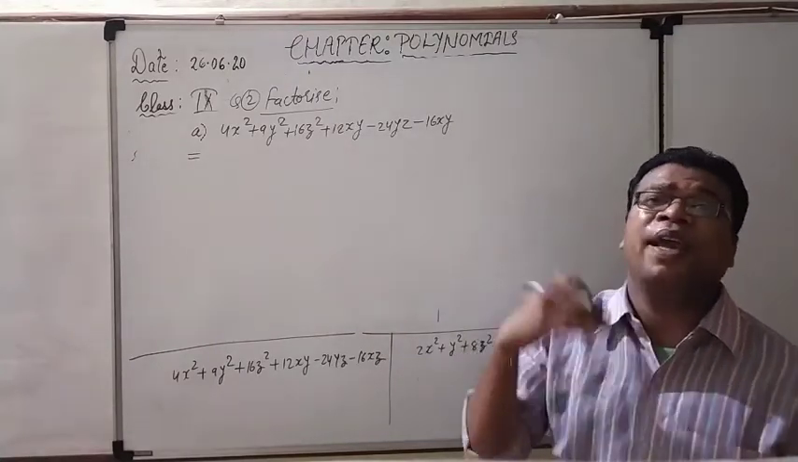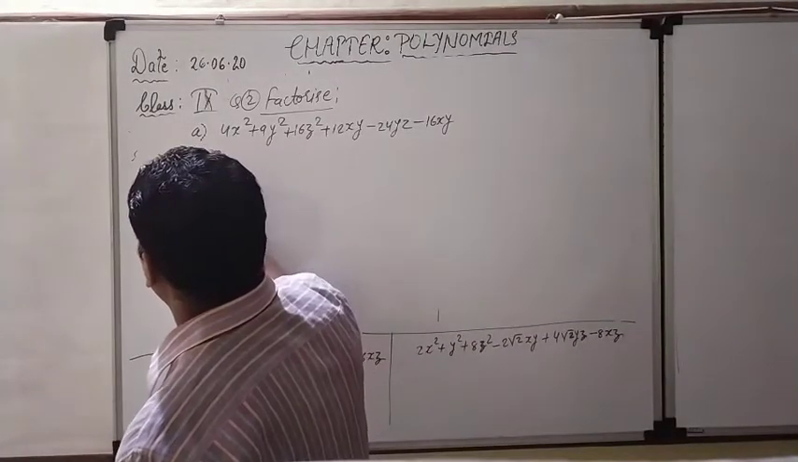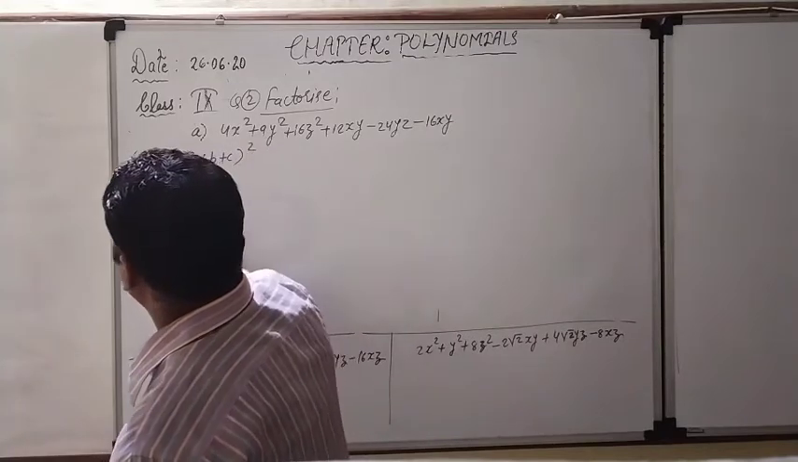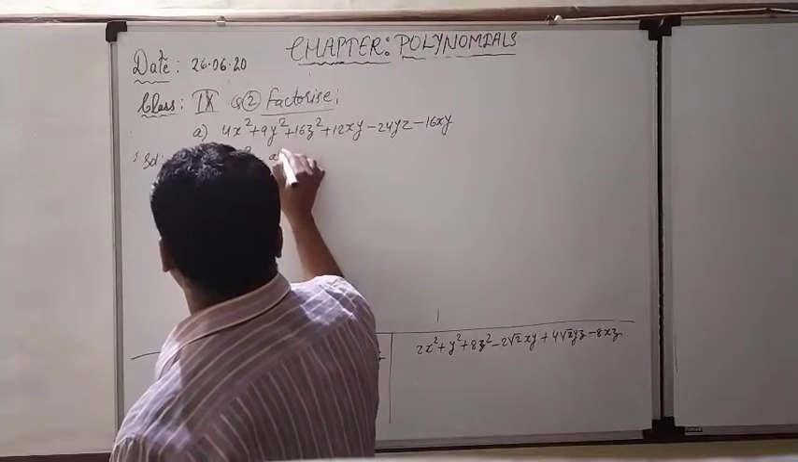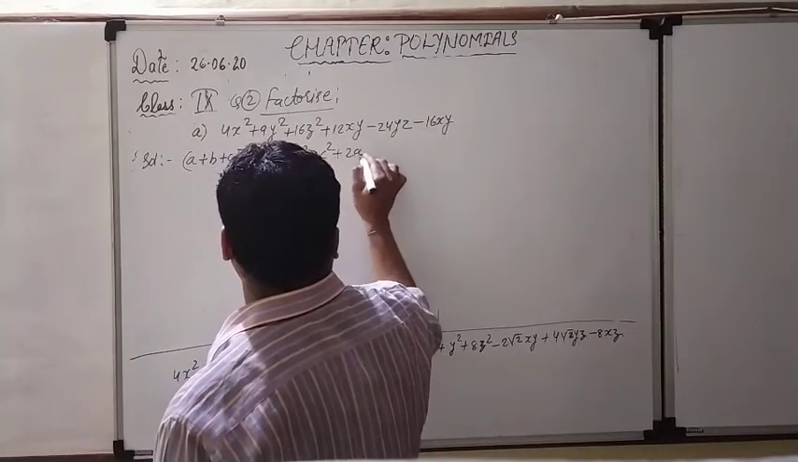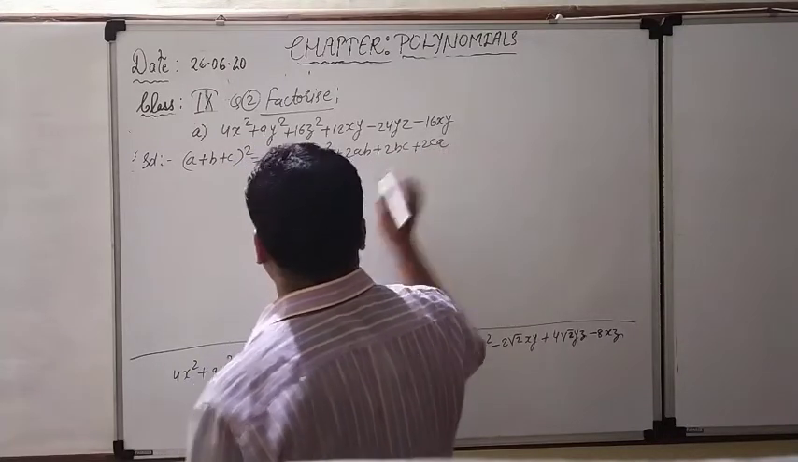So how can we know? First we have to write down the formula, then only we can apply it. A plus b plus c whole square. From here we are coming to the solution. A plus b plus c whole square is equal to a square plus b square plus c square plus 2ab plus 2bc plus 2ca. This is the thing.